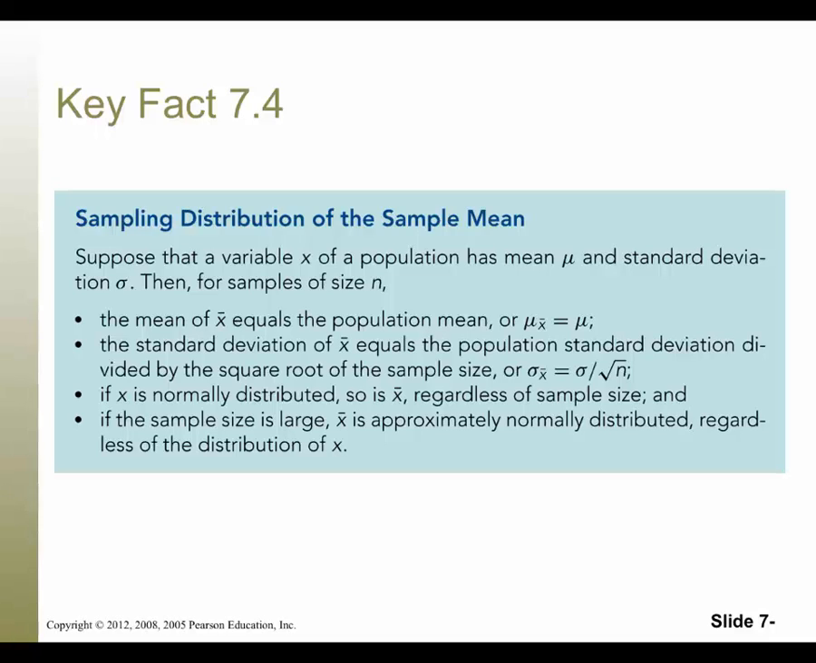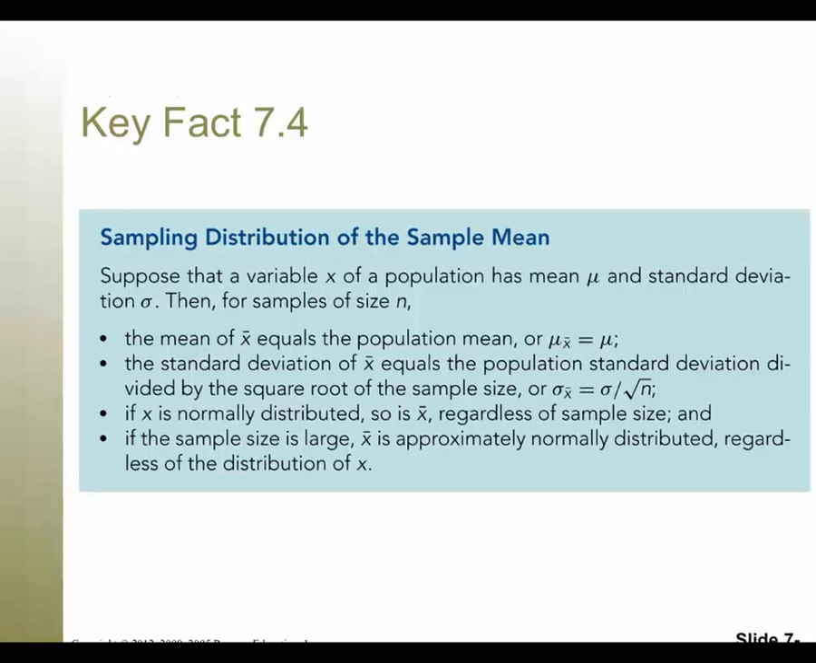All right, the standard deviation of sample means will be the standard deviation of the population divided by the square root of the sample size. Okay, and here's these last two. If the population is normally distributed, so is the sampling distribution, regardless of how big samples you take. If the sample size is large, then the sampling distribution is normally distributed regardless of the initial distribution. Okay, so that's a good summary right there of everything.